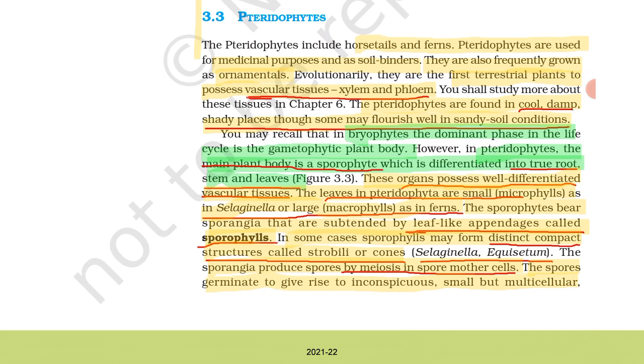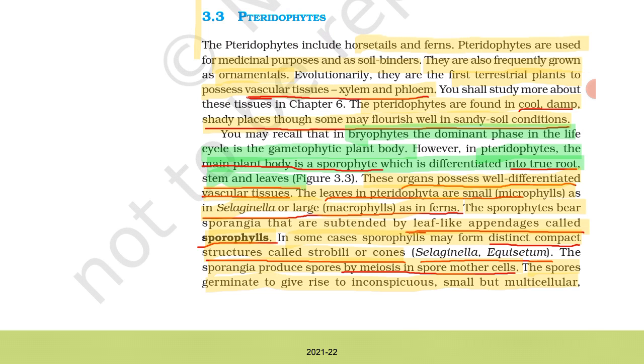Pteridophytes are used for medicinal purposes and as soil binders. They are also frequently grown as ornamentals. Evolutionarily, they are the first terrestrial plants to possess vascular tissue, xylem and phloem.